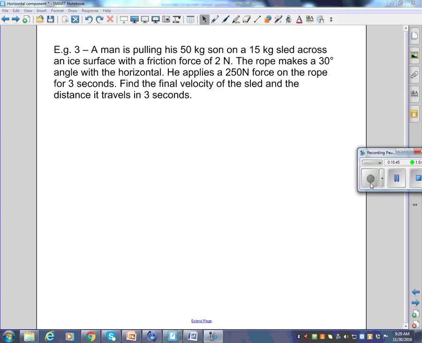Okay, let's have a look at example number 3. A man is pulling his 50-kilogram son. He's a big boy. Maybe he's wearing a wet snowsuit. On a 15-kilogram sled across an ice surface with a friction force of 2 newtons. The rope makes a 30-degree angle with the horizontal. He applies a 250 newton force on the rope for 3 seconds. Find the final velocity of the sled and the distance it travels in 3 seconds.